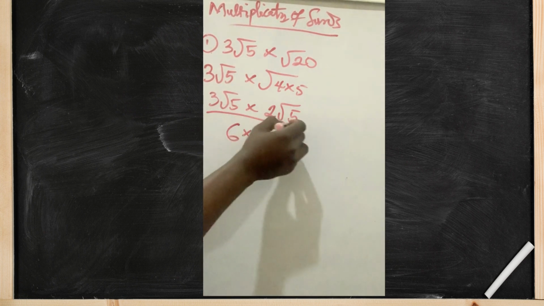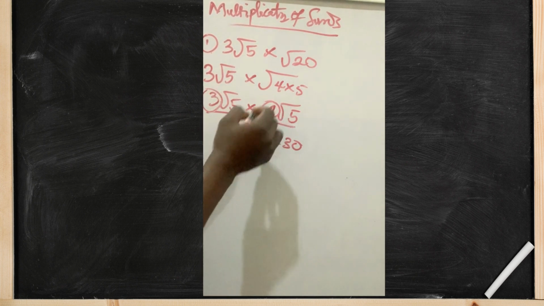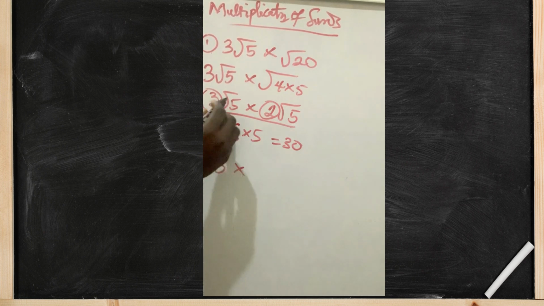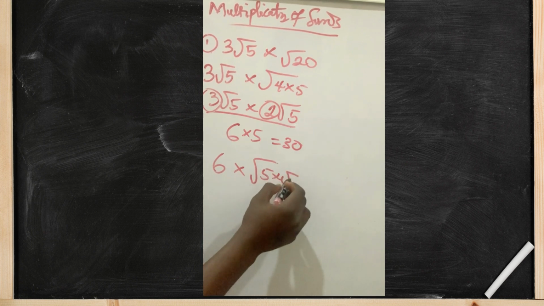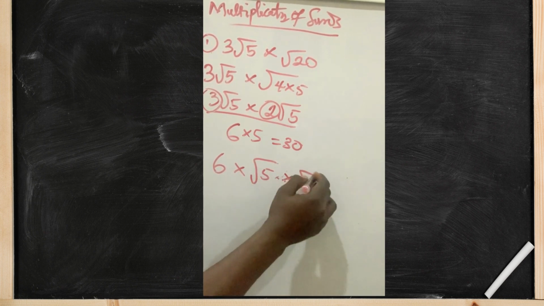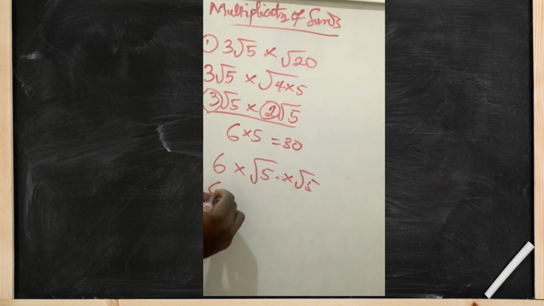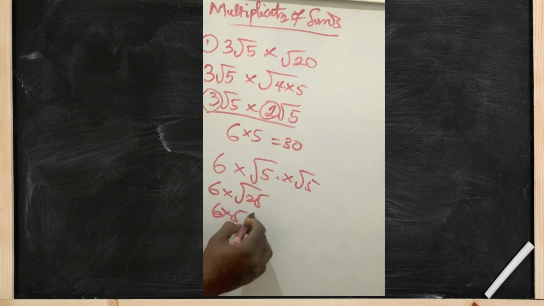In order to simplify this, you can also see it in this manner. 3 times 2 here is 6, right? Times root 5 times root 5. And this is saying 6 times root 25, and that's 6 times 5, and that's 30. So that's the first question there.